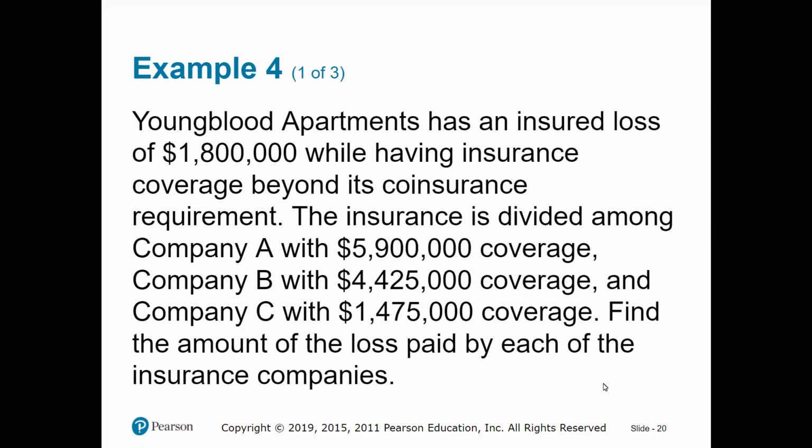Youngblood Apartments has an insured loss of $1,800,000 while having insurance coverage beyond its coinsurance requirement. The insurance is divided among Company A with $5,900,000 coverage, Company B with $4,425,000 coverage, and Company C with $1,475,000 coverage. Find the amount of loss paid by each of the insurance companies.